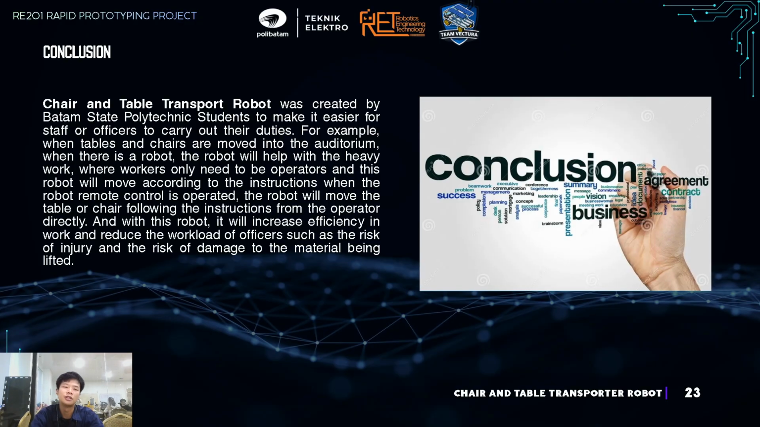The last one is the conclusion. The chair and table transporter robot was invented by Batam Polytechnic students, which is me and my friend, to make it easier for staff and officers to carry out their duties. For example, when tables and chairs are moved into a room like the auditorium, there is a robot that will help with the heavy lifting, where the worker only needs to be the operator. The robot will move according to the instruction when the remote control is operated.